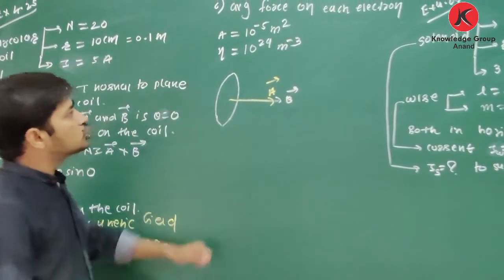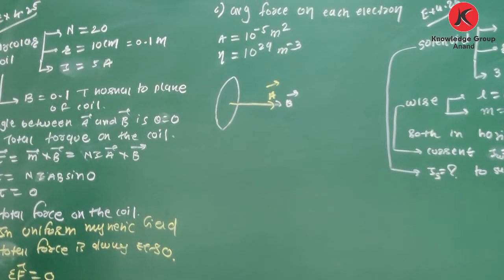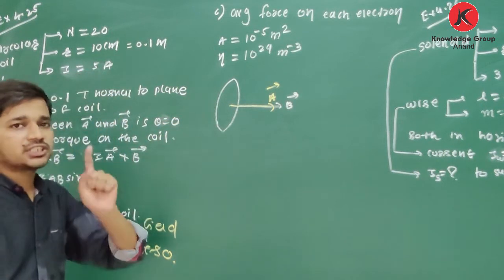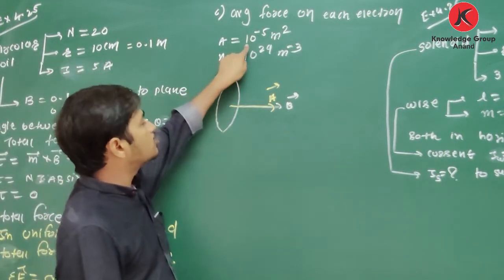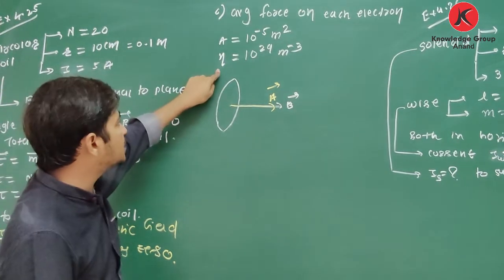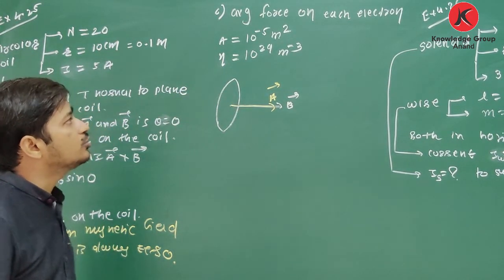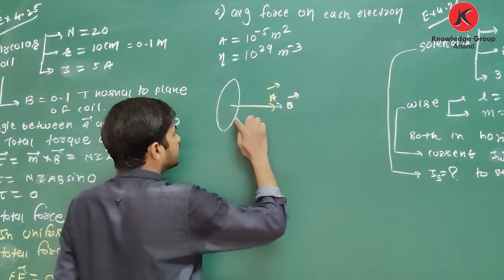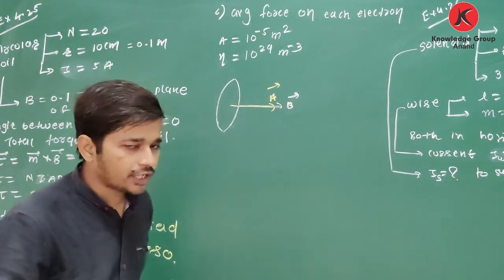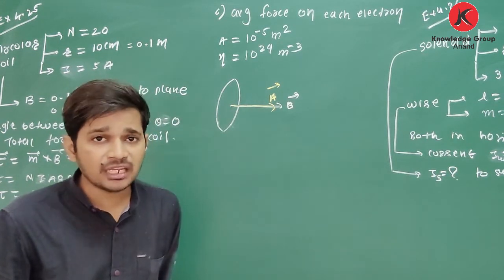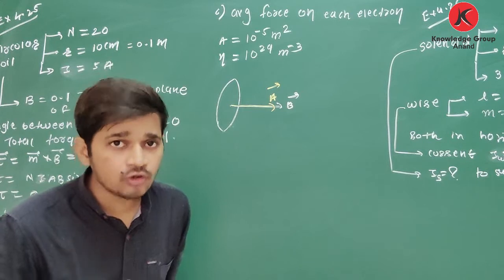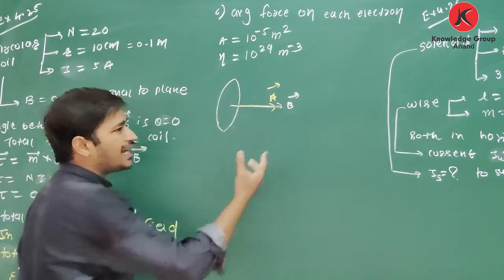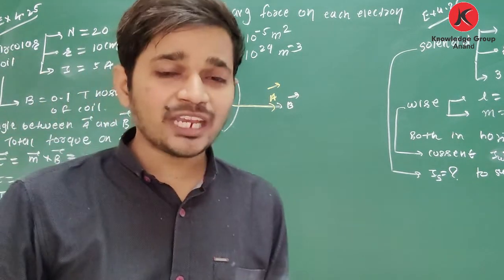See, the average force on each electron when the area of cross section of this ring is 10 raised to minus 5 meter square, and the number density of electrons is 10 raised to 29 per meter cube. Now see, in this circular coil, current is flowing. Current is flowing means charges are flowing, means electrons are flowing. Yes or no? So I can say these electrons are moving in a magnetic field.